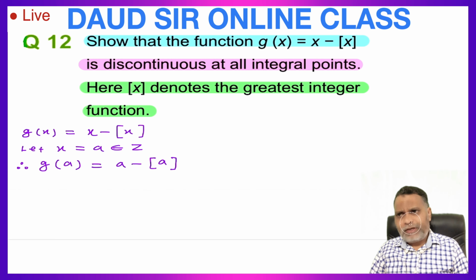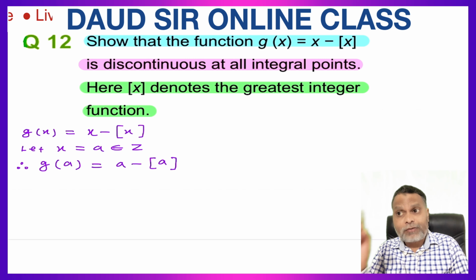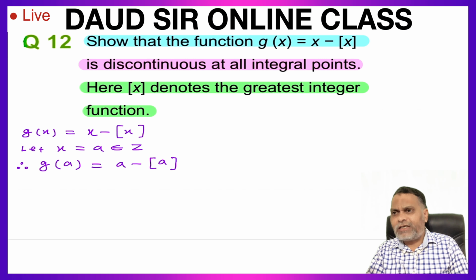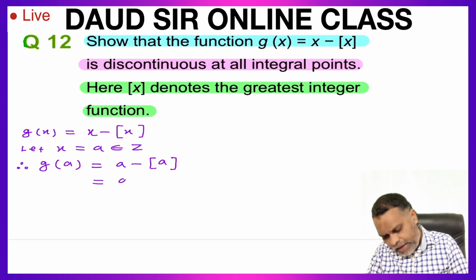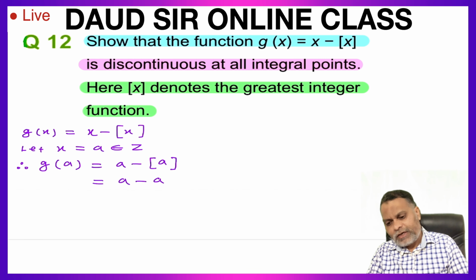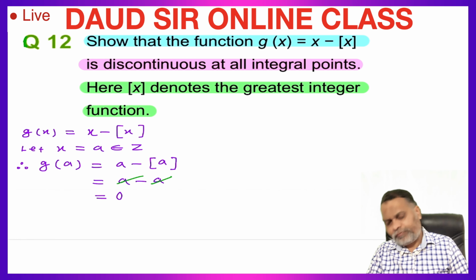A is any integer, so greatest integer will be only that integer. Suppose a is 1, so greatest integer of 1 is 1 only. Suppose a is minus 1, so its greatest integer is minus 1. Suppose a is 0, so its greatest integer is 0 only. So greatest integer of a, we can take a. Negative a, positive a cancelled, so g of a is equal to 0.